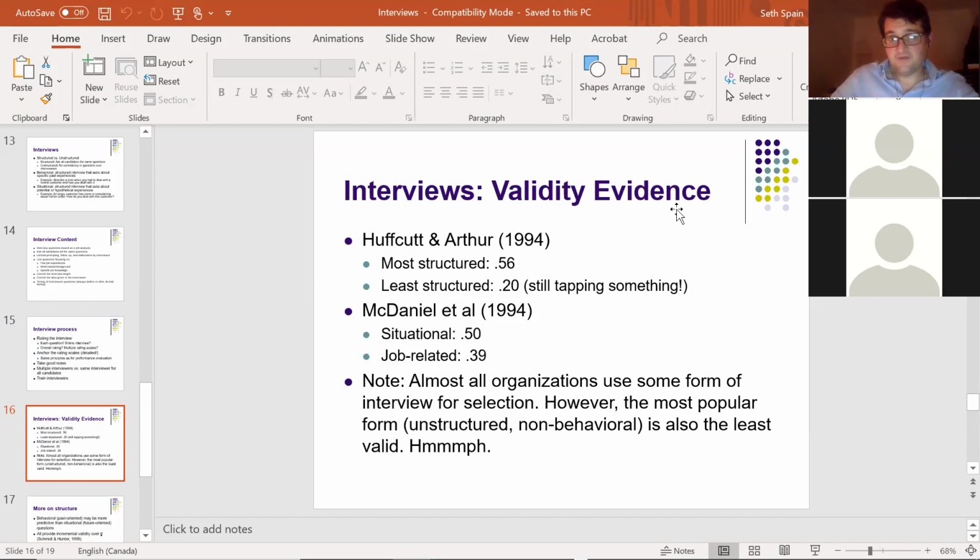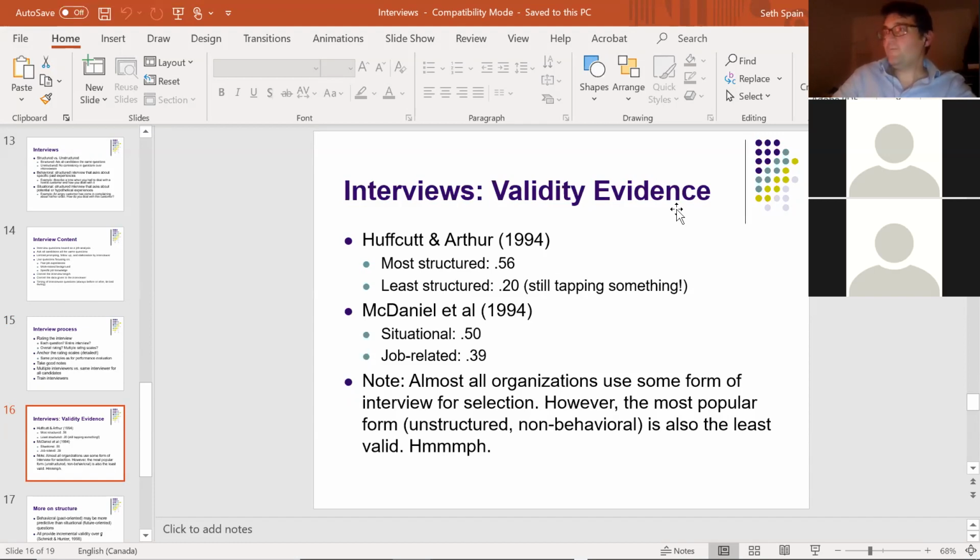Situational interviews tend to have pretty good validity. Remember, situational interviews are structured interviews that ask hypothetical questions. Ensuring that all questions asked are fundamentally job-related, that is, based in the job analysis, still gives you pretty good validity. And again, it's important to realize that almost all organizations use some form of interview as part of their selection process. But the most popular approach, which is unstructured and non-behavioral, is also the least valid. Not to say it's invalid, but it is the least valid. And that's what happens a lot: companies just bring people in and sit them down.